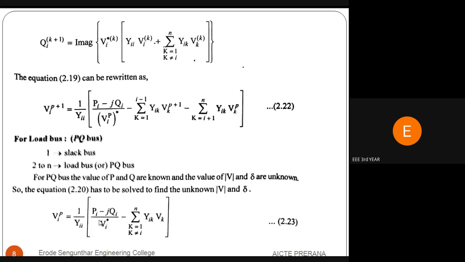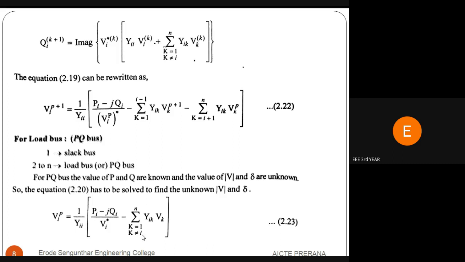So for that purpose, we are taking the equation as Vi(p) is equal to 1 by Yii, Pi minus jQi divided by Vi conjugate, minus summation of k equal to 1, k not equal to i, up to n Yik Vk.